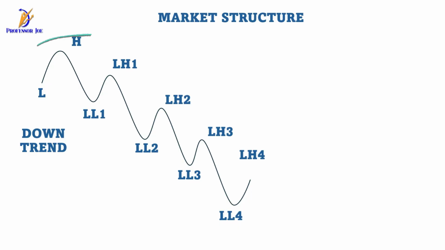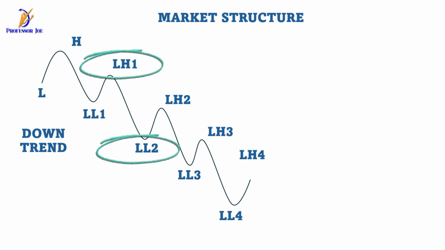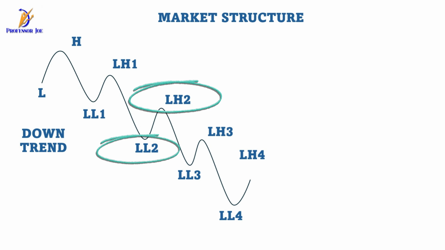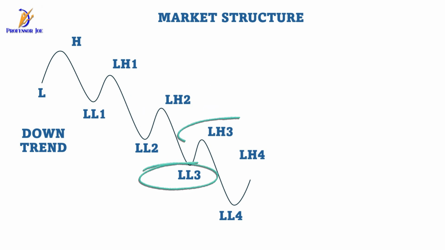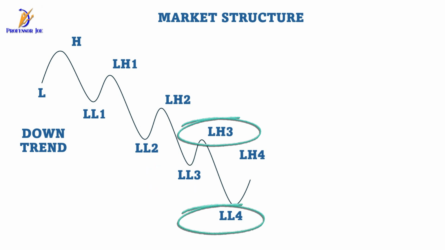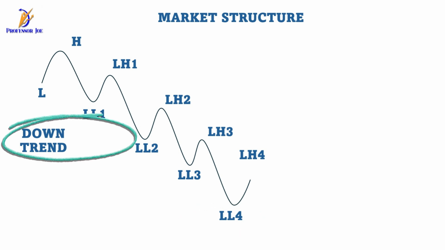Now, when the market is in a downtrend, the market structure will look something like this. You will see a high, then you will see a low, then you will see a lower high, you will see a lower low, you will see a next lower high, and then you will see a next lower low. And this will continue to a next lower high and a next lower low till the market is trending in the downward direction. So this is basically a market structure for a downtrend.